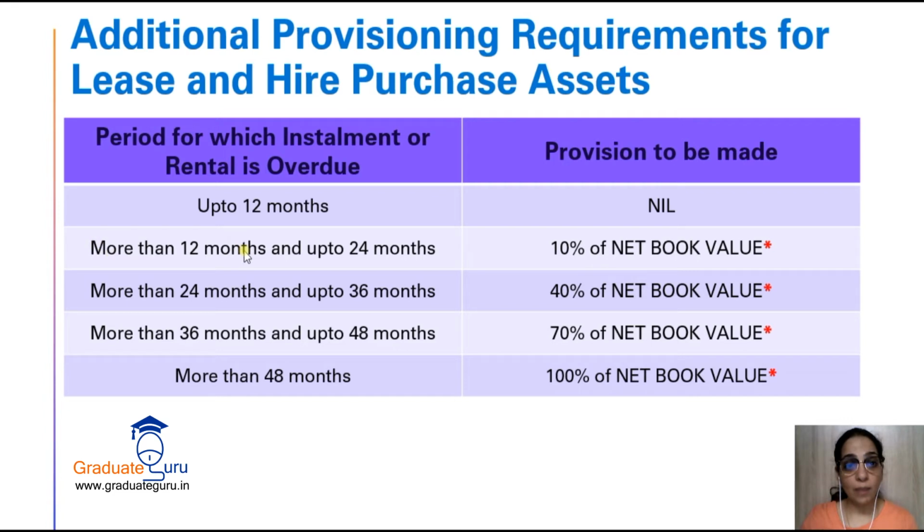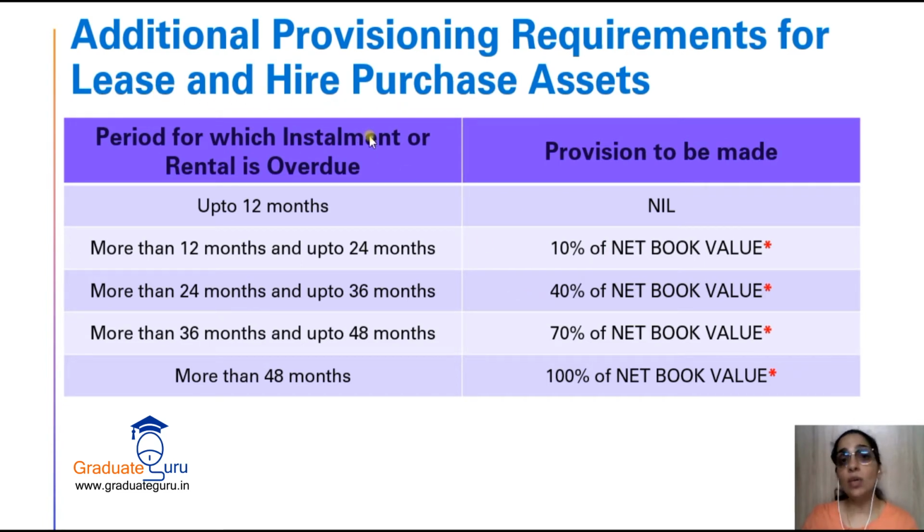More than 12 months and up to 24 months, means 1 year to 2 years के बीच में, then 10%, 24 to 36 months, 40%, 36 to 48 months, 70%, and more than 48 months, you have to create 100% of net book value as your provision. So this is additional provision for the special type of assets, right?